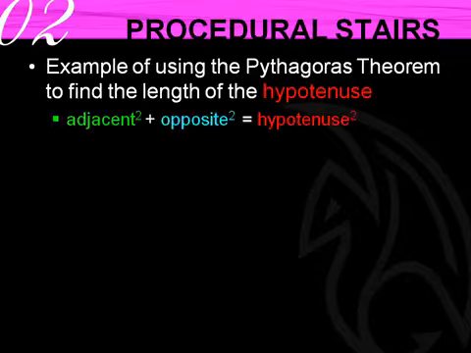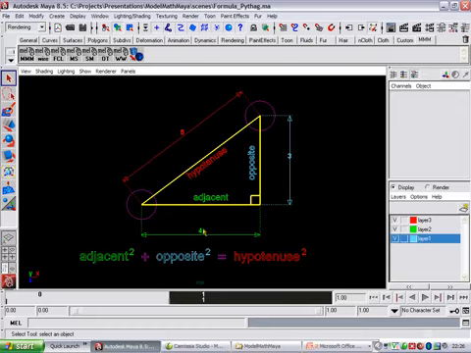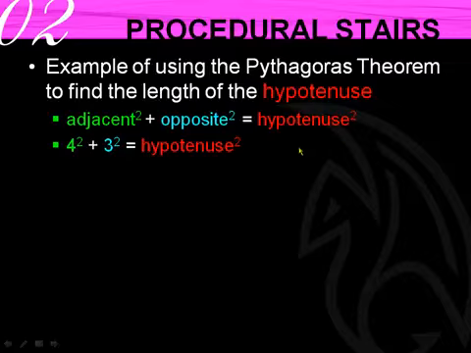So let's say, again, we remember that the formula is adjacent squared plus opposite squared equals hypotenuse squared. So imagine, if you will, that we have the lengths of the adjacent and the opposite. So let's say the adjacent is 4 and the opposite is 2. In this case, this happens to be the case. We have the length of 4 here and the length of 3 here. And that'll equal the hypotenuse squared.